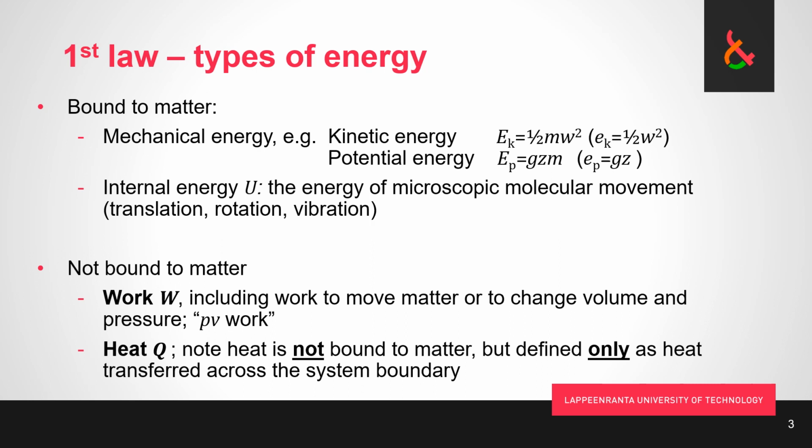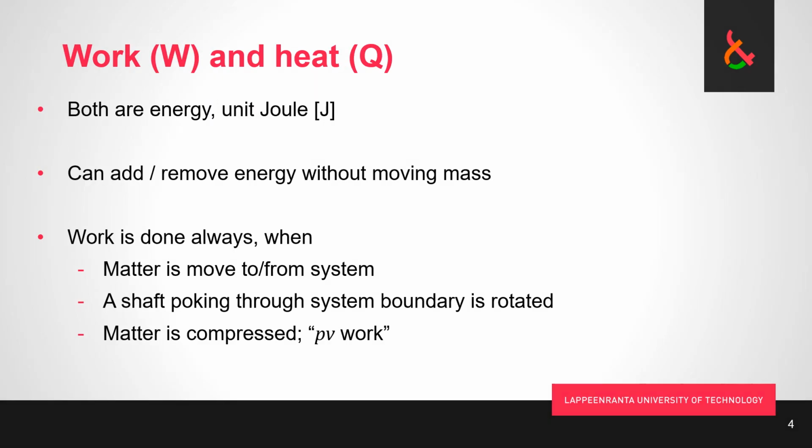Then we have energy flows not bound to matter. So we've got work and heat. And work is, of course, any kind of mechanical work being done. And heat, the important thing here is that it is not bound to matter. We're talking about heat transfer, so heat that is transferred through radiation, convection, conduction. Now, if you have hot matter, it doesn't have heat, it has internal energy. So work and heat are the only two ways how we can move energy in or out from the system without moving matter.